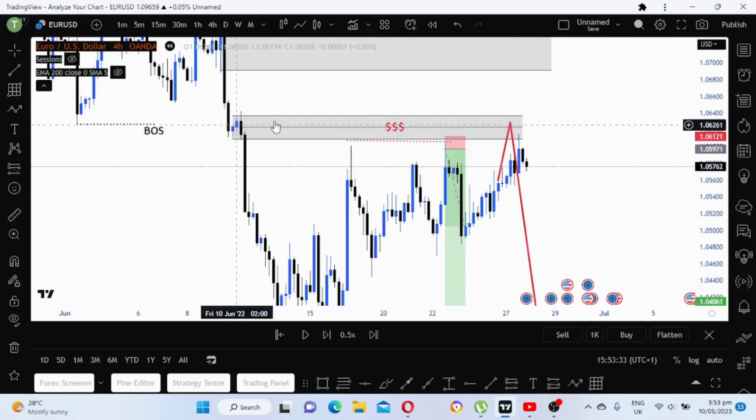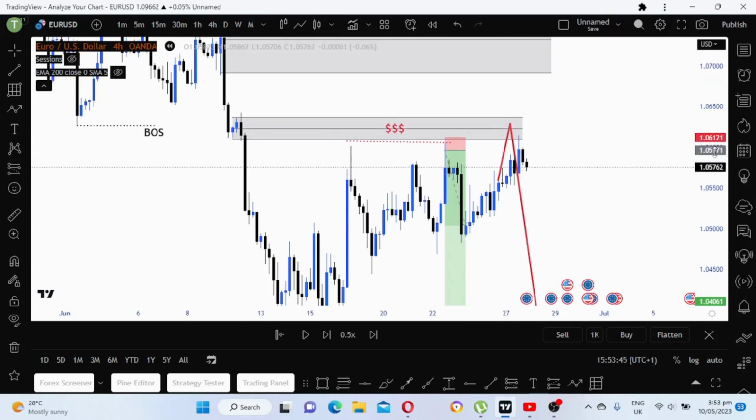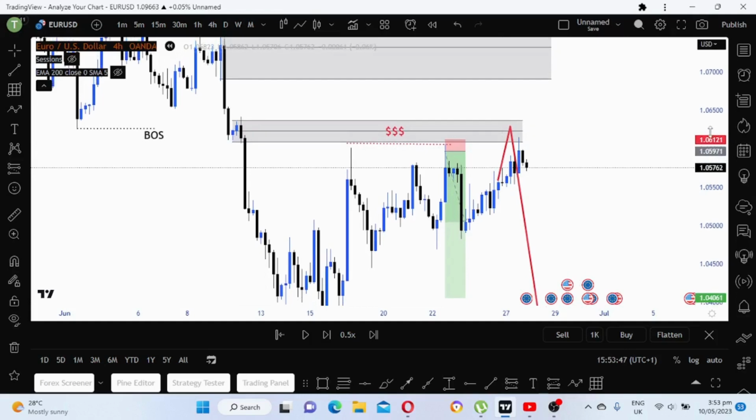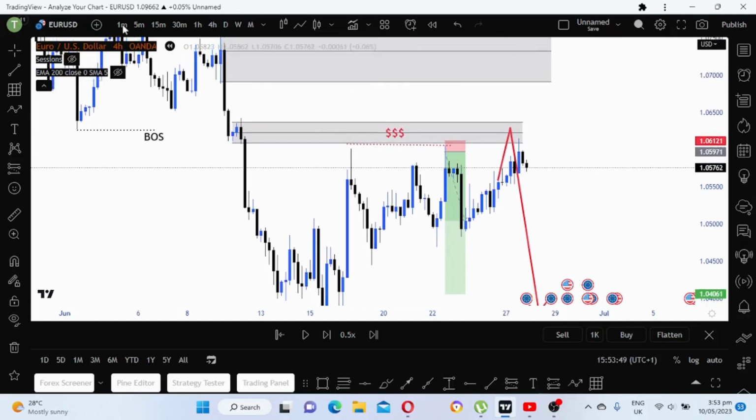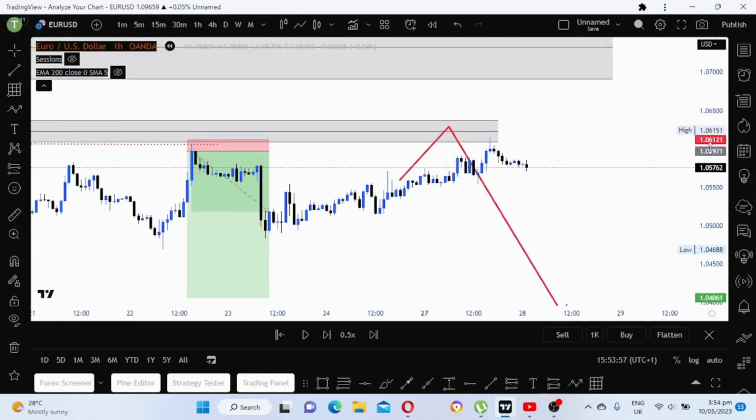So price already tapped into our supply zone, as you can see here. So now you do what? After price taps into this supply zone, now you go to the lower time frames to check what happens there. So let's go. Okay, let's check H1. On H1, okay, as you can see on H1.